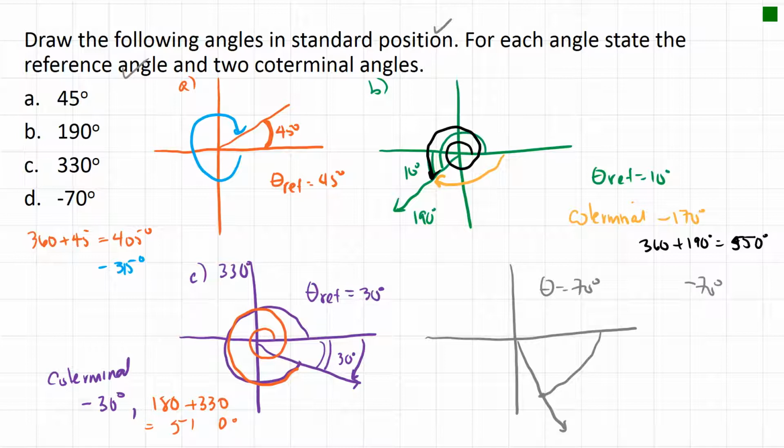And lastly, with the gray angle, we could go clockwise like that to get to the same angle. So coterminal would be 290 degrees. Or we could go 290 plus 360, which is 650 degrees.